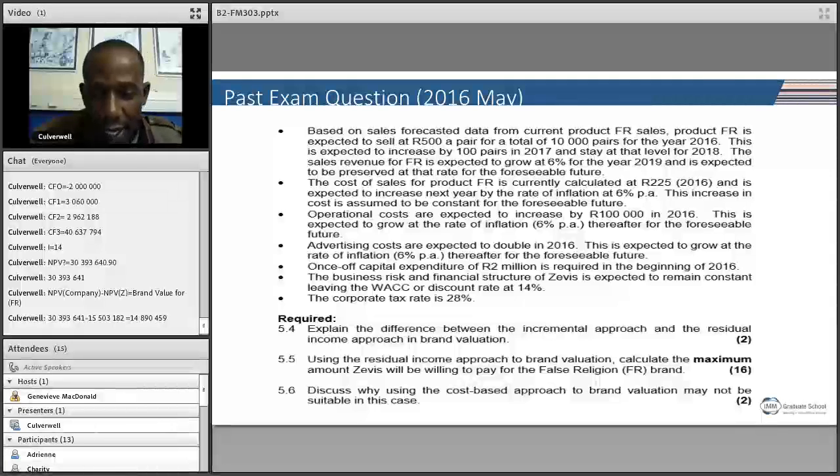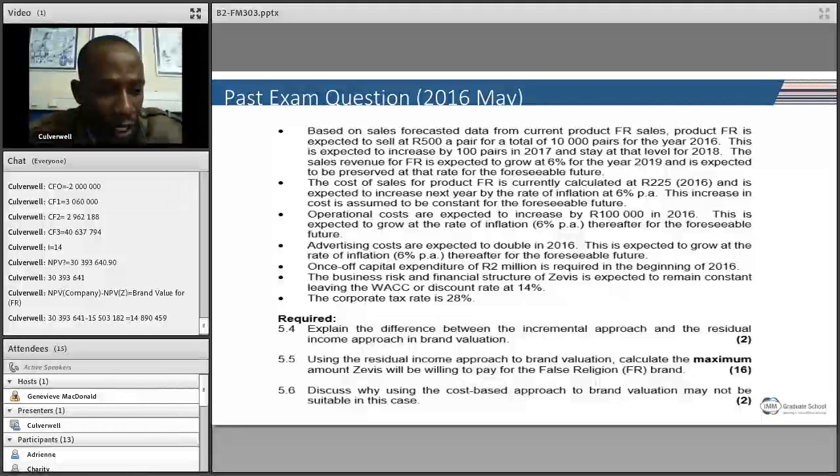So what we have done here, guys, is calculated the value of the brand FR using the residual income. What does the residual income do? It will value the entire company first, and then subtract the value of the product that they were already having, which was Z. The difference of the two will give you the brand value for FR. So basically, that was the value of FR.